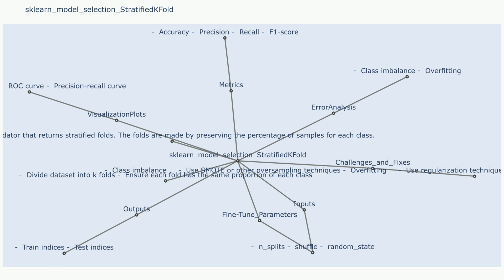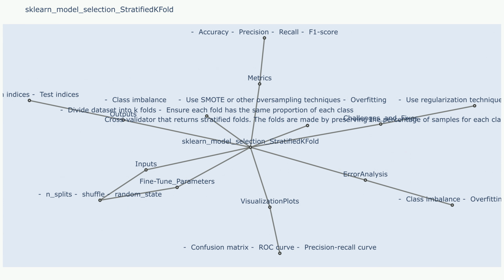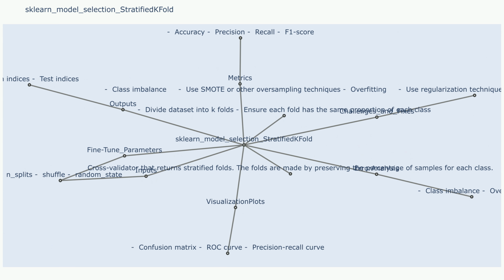Challenges and fixes. Challenge 1: imbalanced classes. If the classes in the dataset are imbalanced, then the model may be biased towards the majority class. Sample use case that resulted in challenge 1: a dataset with 90 positive samples and 10 negative samples. Fixes to challenge 1: oversampling the minority class, undersampling the majority class, or using a cost-sensitive learning algorithm.